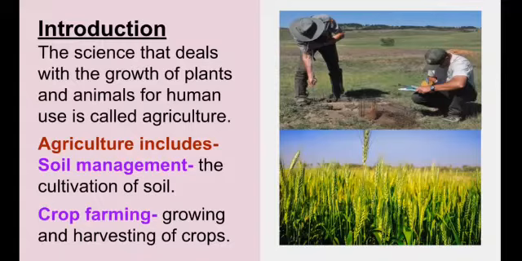So these are the two things you need to remember before writing the definition of agriculture. It involves growing crops and nurturing animals for different purposes, not just for food. It is for industries also. If we talk about the cotton industry, the jute industry, the oil industry, all industries come from agriculture.